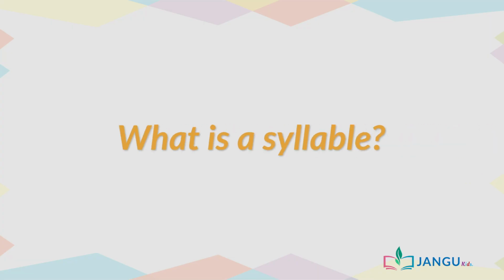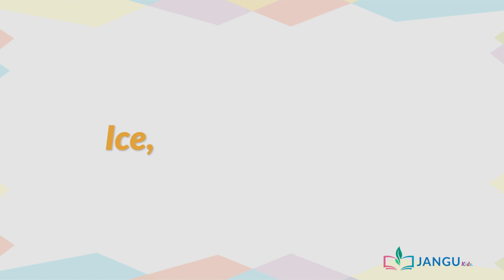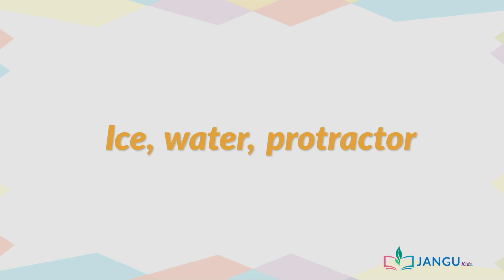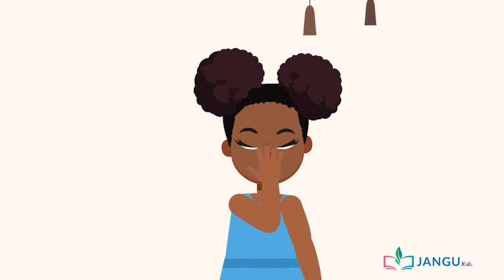So, what is a syllable? A syllable is a unit of sound. More specifically, it is a single segment of uninterrupted sound that is typically produced by a single pulse of air from the lungs. Got it? Well, let's take a quick test. Say ice, water, protractor. Now put your hand in front of your mouth and count how many times you feel your breath.